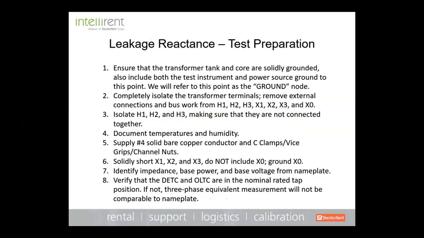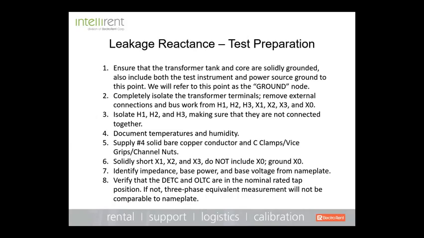A couple of things that are important when you do a leakage reactance test: you want to make sure the transformer tank and core are solidly grounded. And this is a big mistake that I see people make every once in a while, and you have to make sure to include both the test instrument and the power source that are grounded as well to the common ground node. I know a lot of people go out in the field and they use generators to run their test equipment.